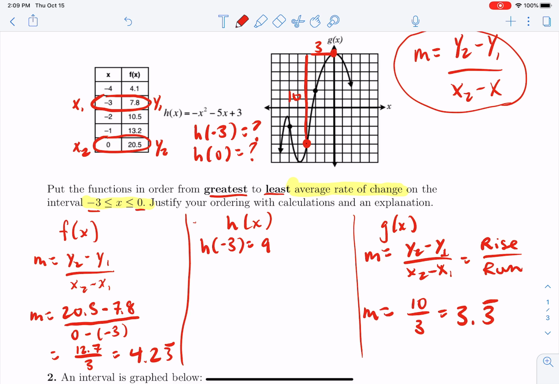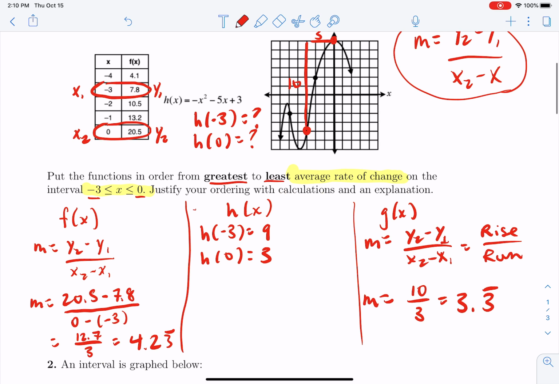And now h of 0. I'm going to plug in 0, and 0 makes it really easy. So 0 squared is 0, and minus 5 times 0 is 0, so I'm just left with 3. Okay, again, I'm going to erase my work because I don't want to run out of space. That was 9. Okay, so now let's plug in the values into our equation.